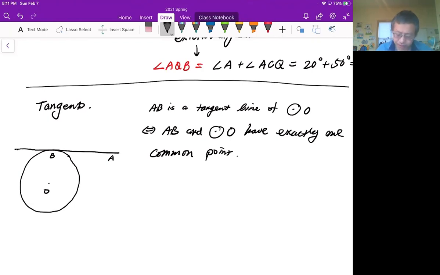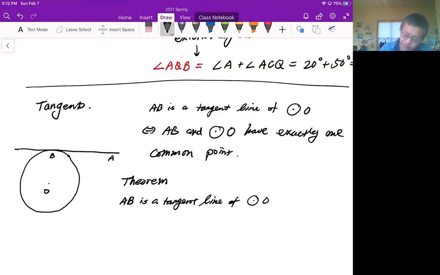Okay, so here I have a theorem. The first theorem for the tangent line is that AB is a tangent of my circle O if and only if my angle OBA is equal to 90 degrees.